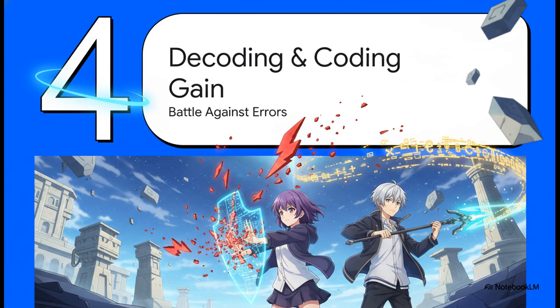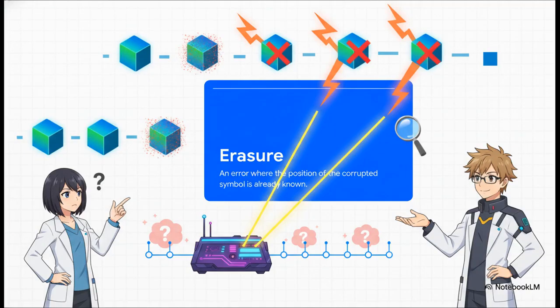Section 4. Decoding and Coding Gain, the battle against errors. Let's step out onto the battlefield and see this defense mechanism in action. First off, we need to talk about the difference between a normal error and an erasure. A regular error is a total mystery to the decoder, but an erasure, that's a known casualty. Often, the receiving hardware, the demodulator, knows exactly when it got hit by a spike of interference, so it basically flags that specific symbol as bad. And because it already knows the location, a Reed-Solomon decoder can fix exactly twice as many erasures as it can random errors. So in our previous example, instead of 16 random errors, it could fix 32 known erasures.